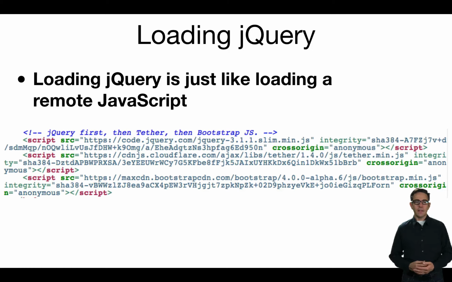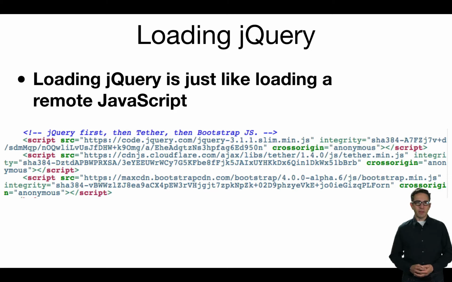In this case, you can see slim has been added to the name of jQuery. That's a special version of the jQuery library that doesn't have the full functionality of jQuery. Again, it's another way of reducing the file size. On top of that, it's been minified, so all the spaces have been taken out and the variable lengths have been shortened as much as possible.